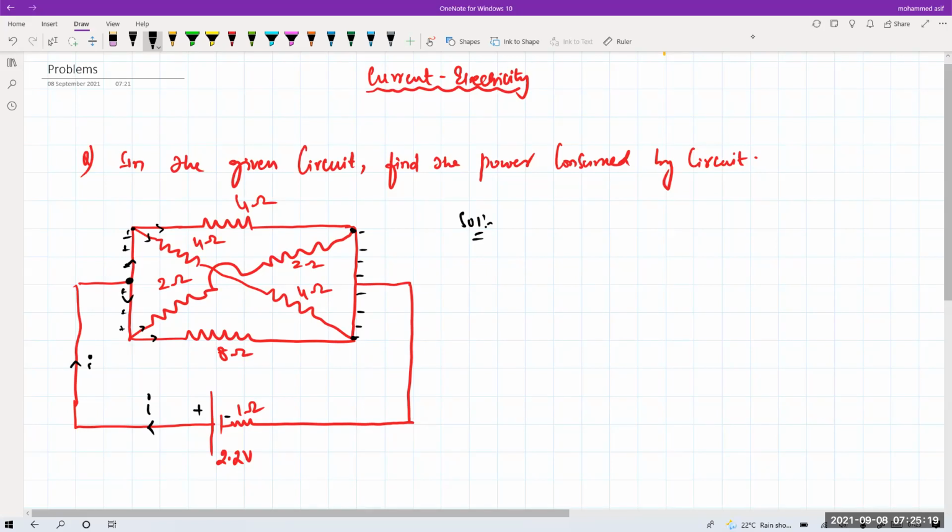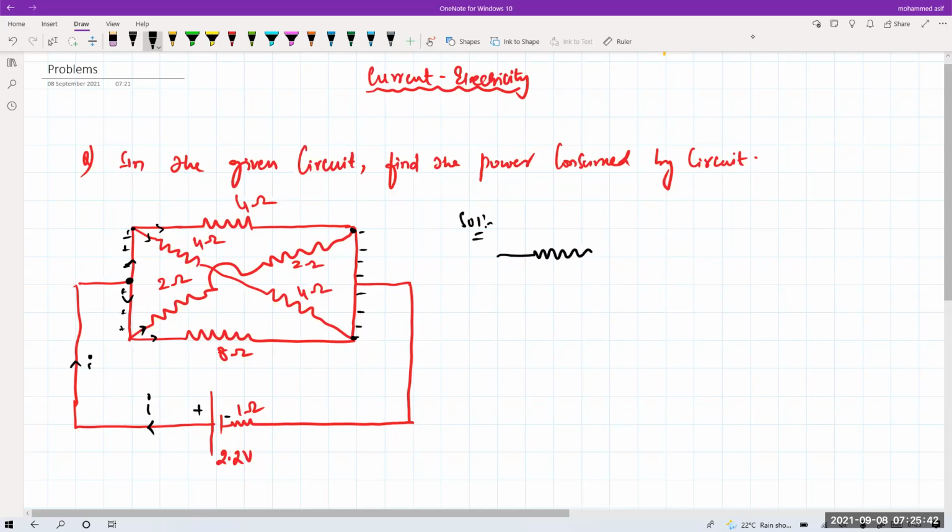See, whatever the current is, this 2 and this 2 ohm will be in which combination? Series combination. 2 and 2 will be in series. 4. And the 4 and 4 ohm in the middle are also in series combination. So that will be equal to how much? 8. So can I draw the circuit something like this?